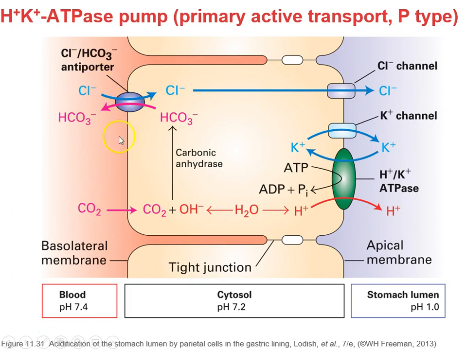So we have this chloride bicarbonate antiporter. We've seen this in lots and lots of different kinds of cells, but here the chlorides are moving in this direction and bicarbonate in that direction. So this is an antiporter where you're moving in opposite directions. The chloride then leaves the cell through this apical membrane.